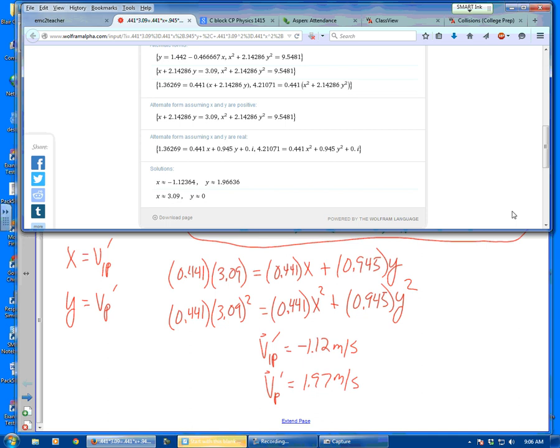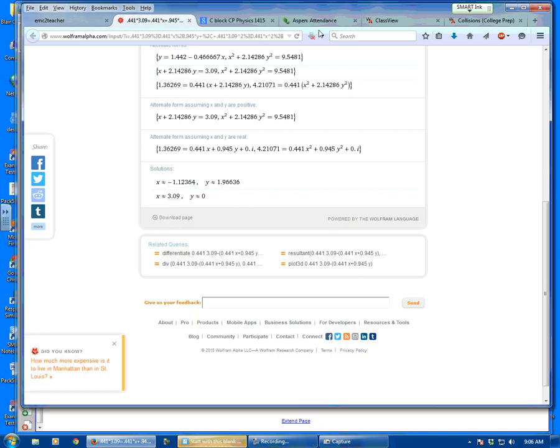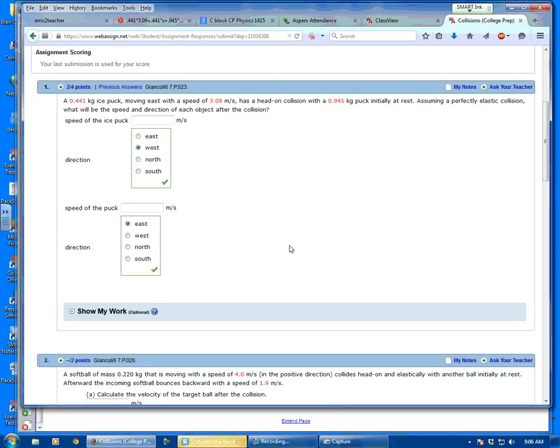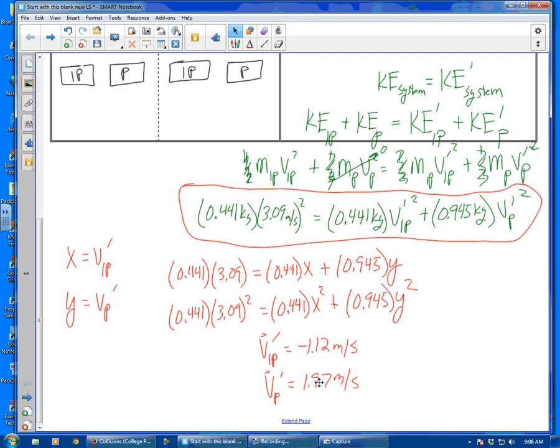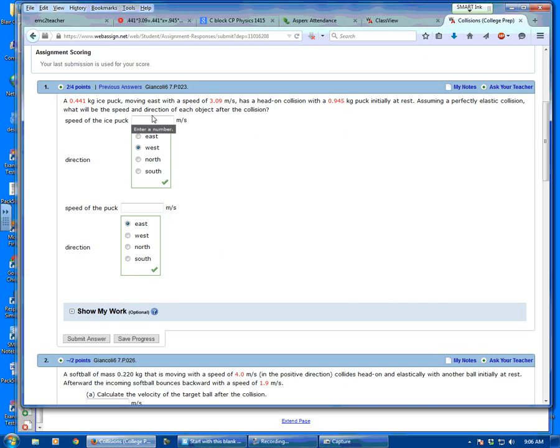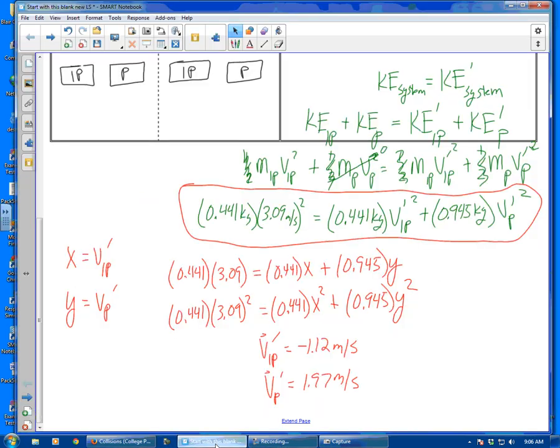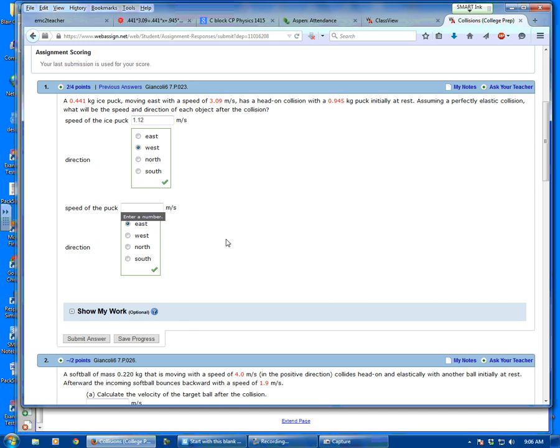I'm wondering, did it ask for velocity? Let's see, it asked for just the speed. So where I know the negative indicates direction, for the ice puck I'm going to put in 1.12. And the speed of the puck, that was 1.97. Cross my fingers. Okay.